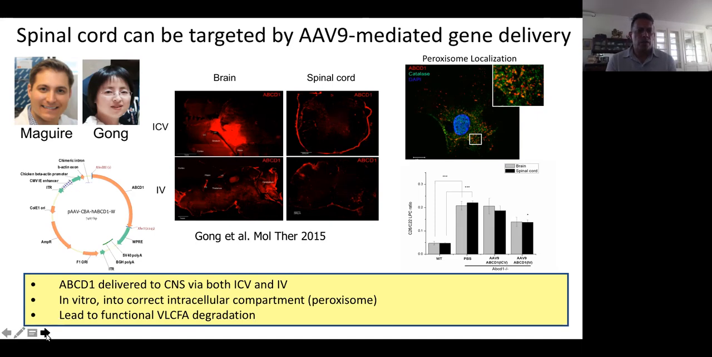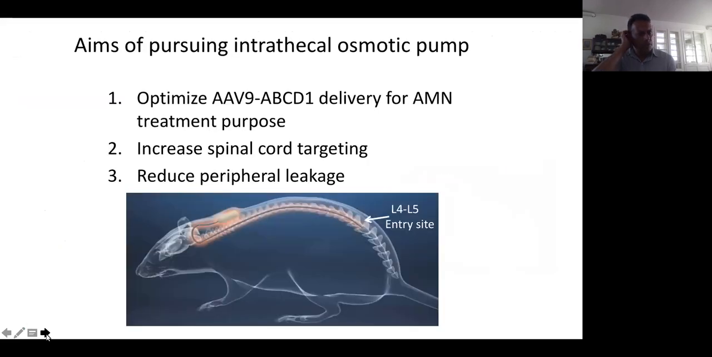And this led us to pursue this approach further and to develop a way to target the spinal cord more effectively, using an osmotic pump that is inserted under the skin in the mice and allows for direct delivery into the spinal fluid, increasing the targeting of the spinal cord where these two tracts are that we need to correct. It also helps reduce leakage into the blood system, where we really don't need the therapeutic gene as much as we do around the spinal cord.